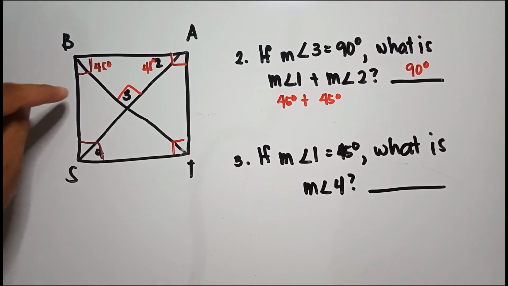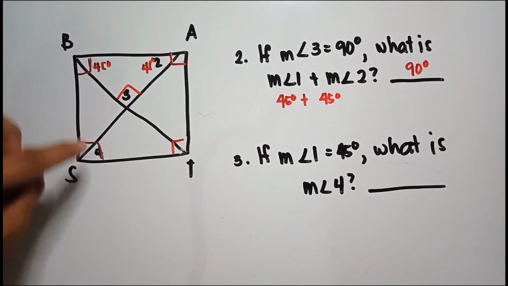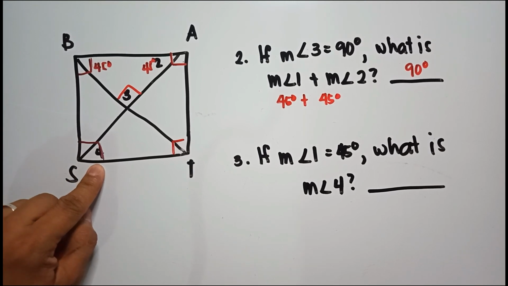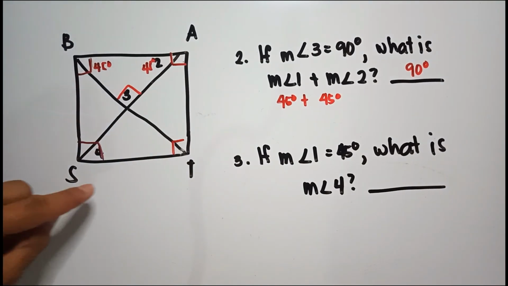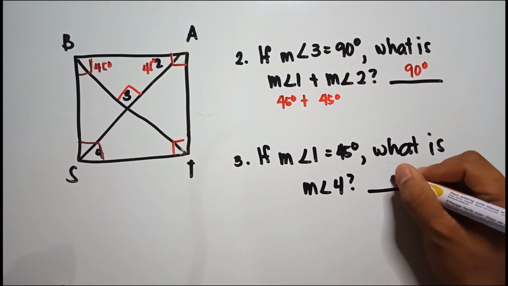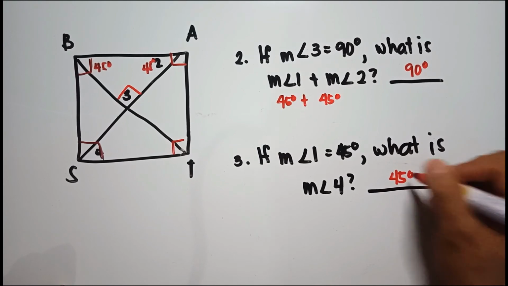Now, next, if angle 1 is 45 degrees, what is the measurement of angle 4? Since the diagonals are angle bisectors, angle 4 also measures 45 degrees.